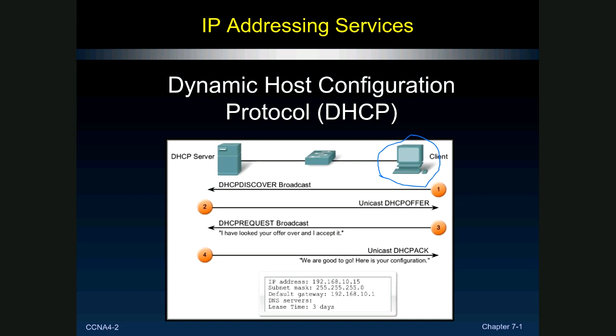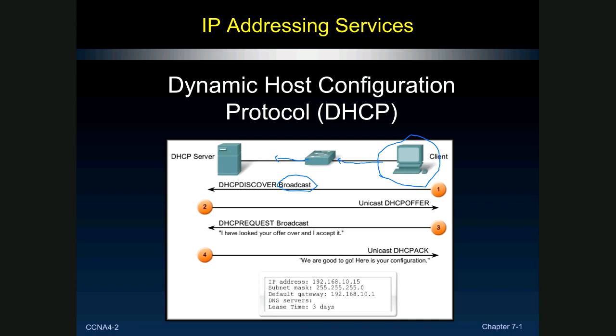Now, what do we know about broadcast messages? When a broadcast message goes into an Ethernet switch, it's compelled to flood it out all the other ports. So guaranteed, even though this client machine does not yet have an IP address, the broadcast is going to flow into the switch, and the switch is going to flood that broadcast to the server. So that's a DHCP Discover broadcast sent out by the client workstation.